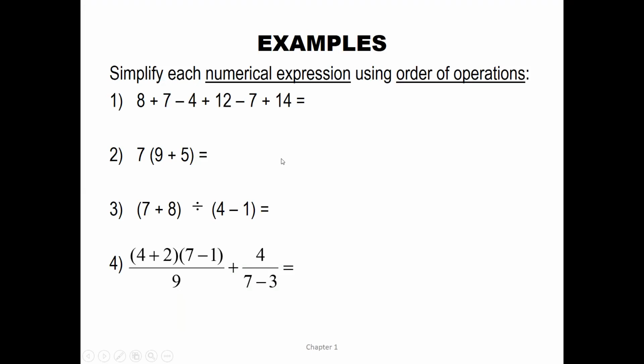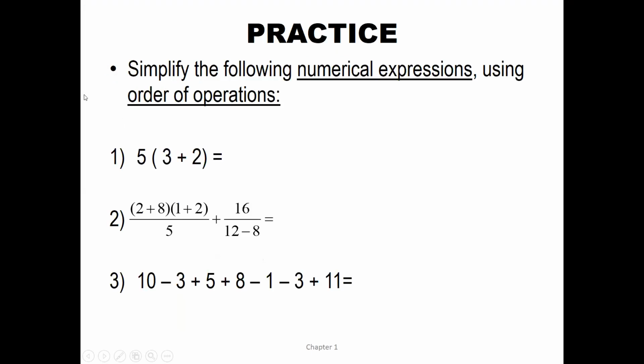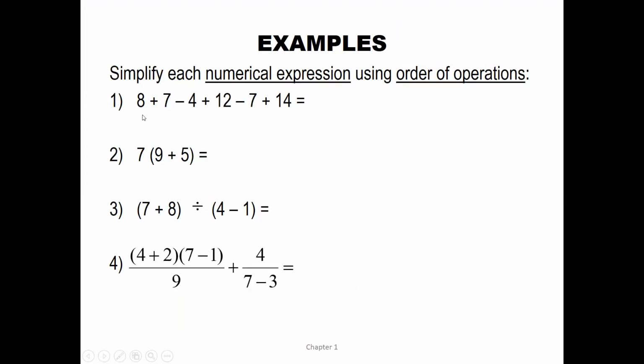Let's give some examples. Order of operations. Remember, parentheses, exponents, multiplication, division, addition, subtraction. Here we have only addition and subtraction, so all we do is move one step at a time. So we add 8 plus 7 is 15, subtract 4, 11, plus 12 is 23, minus 7 is 16, plus 14 is 30.